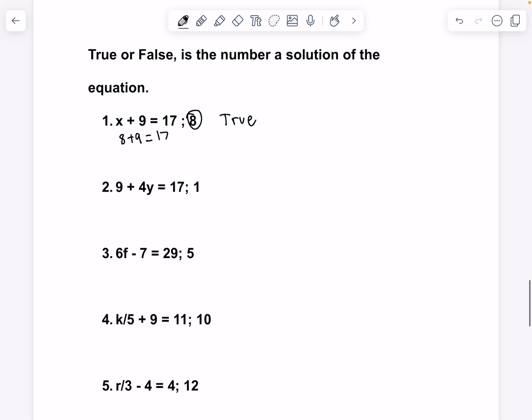It's saying that y is 1. So 9 plus 4 times 1 is equal to 17. So 4 times 1 is just 4. So 9 plus 4 is equal to 17 is not a true statement. So this will be false.